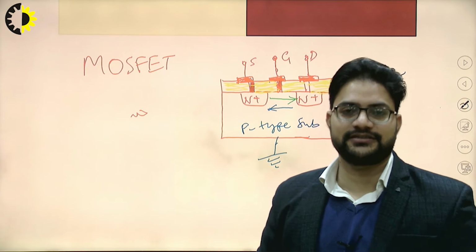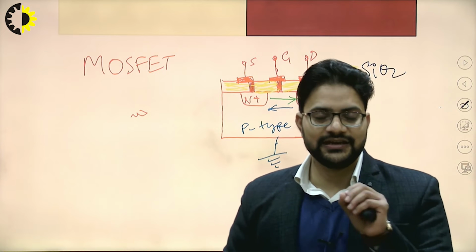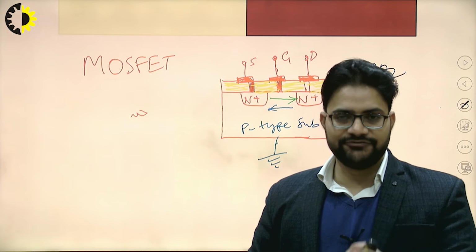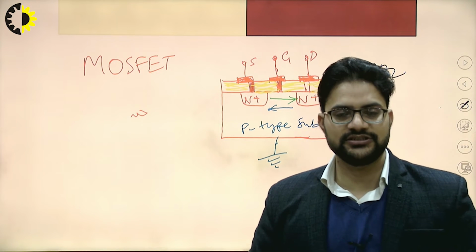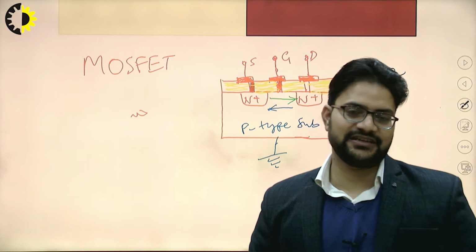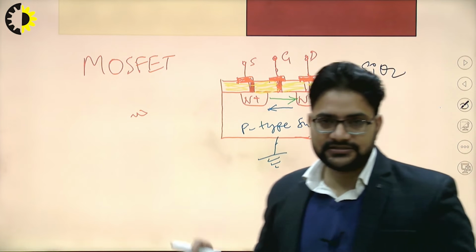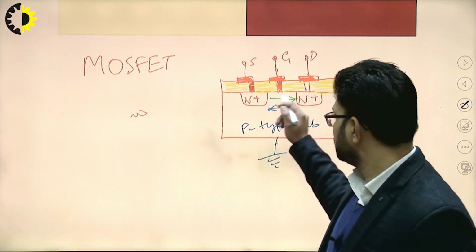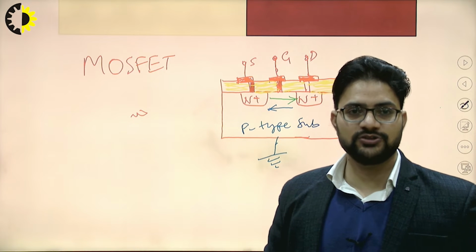Metal oxide semiconductor. During the operation, an electric field is produced. This electric field will control the drain current. That's why it is called the field effect transistor. This complete structure is also called a MOS capacitor. So why is it called a MOS capacitor?